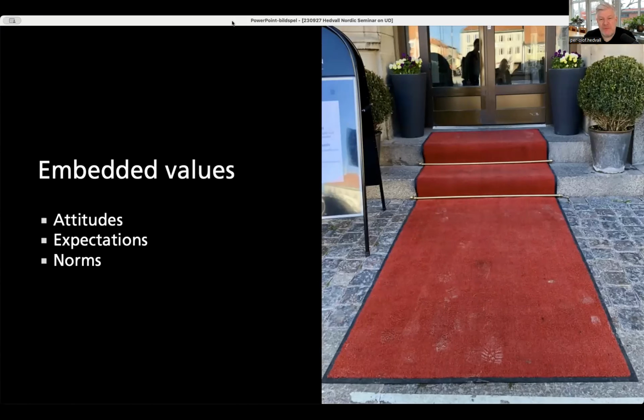But I wanted to start with a personal story. I've been using a wheelchair for more than 30 years now. And this photograph is from outside of a hotel entrance. You can see the pavement. There's a red carpet leading up 2 steps to get into a hotel. This is from a Swedish city.